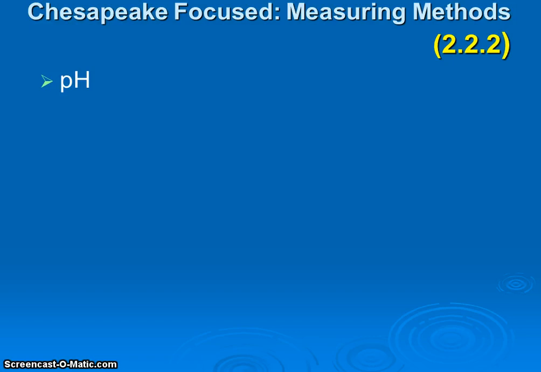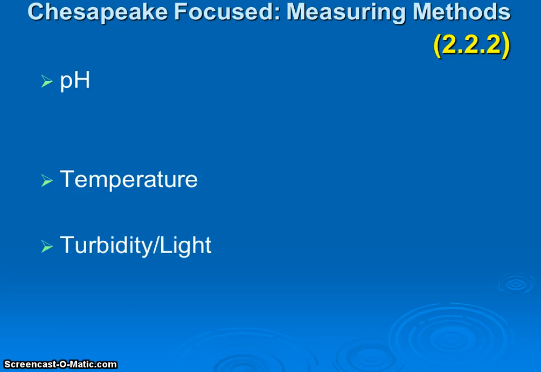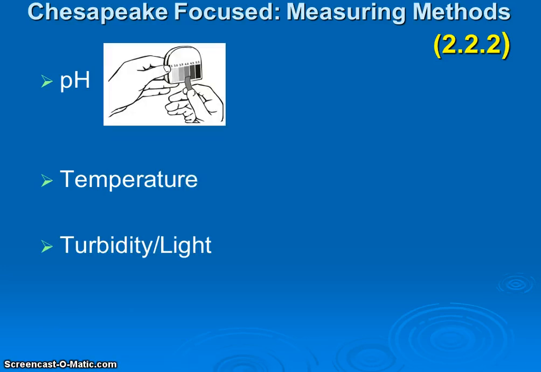So the first thing we're going to really think about is pH as a factor and how we could measure it. Next we'll do temperature, and then we'll do turbidity and light. So when we think about pH methods, we could go back old school and do very simple methods, which is called litmus strips. And these strips change color depending on the pH of the liquid that they're in.